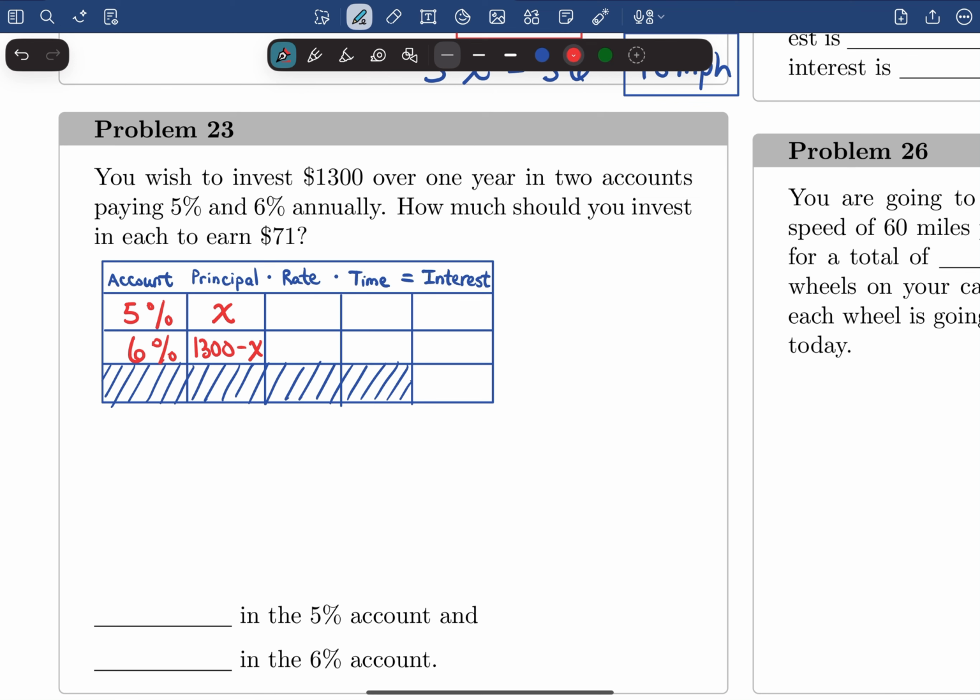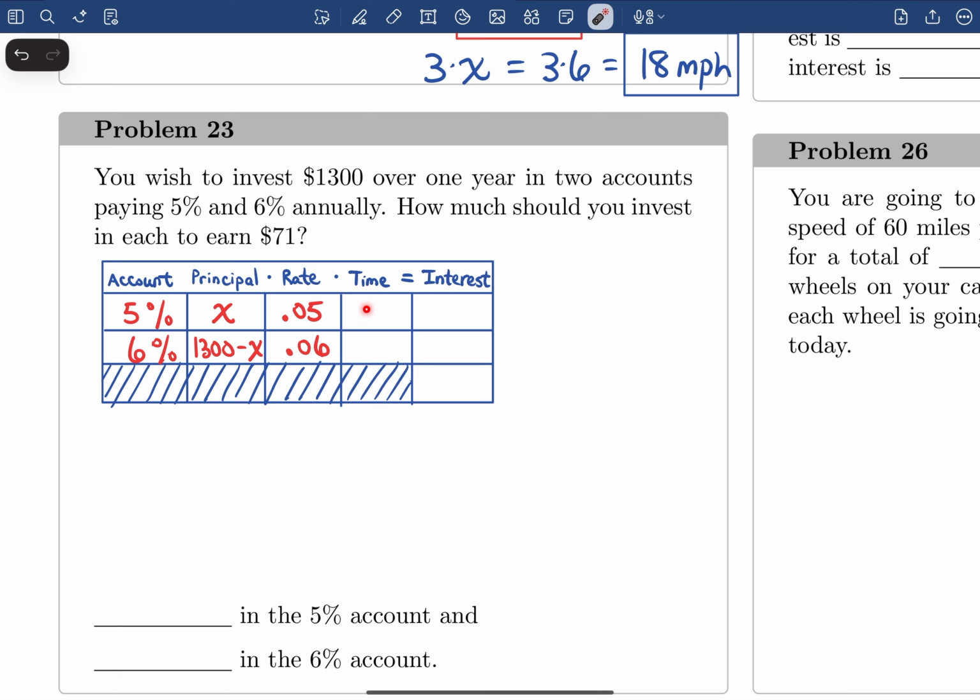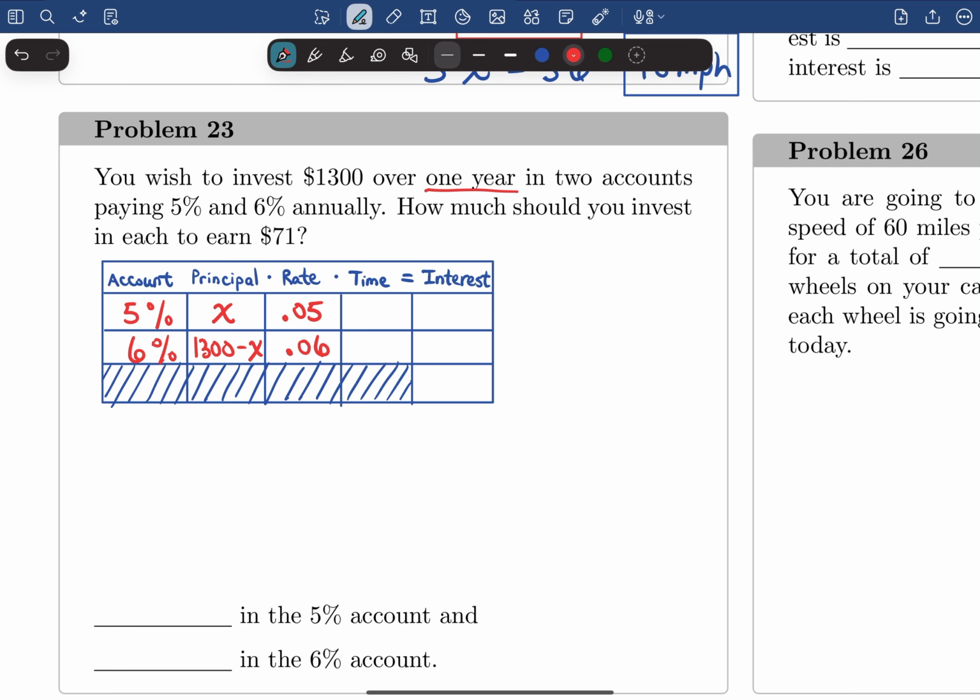Well, the account gives 5% interest, so we'll turn the percent into a decimal, 0.05. And then for the 6% account, yes, that would be 0.06 as a decimal. And how long are you investing for? The time is in years, right? We always have our investment time in years. And you wish to invest that for 1 year, right? So only 1 year. Well, great. That makes things easy because time is 1 for both accounts.